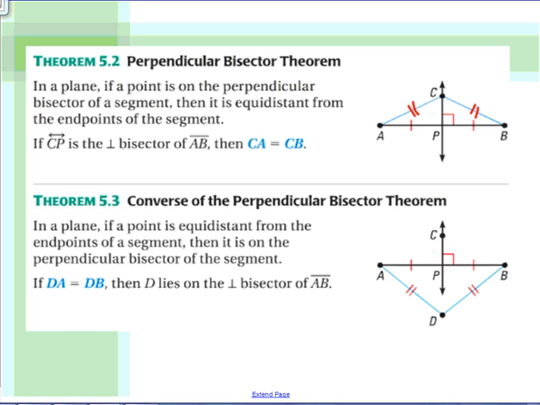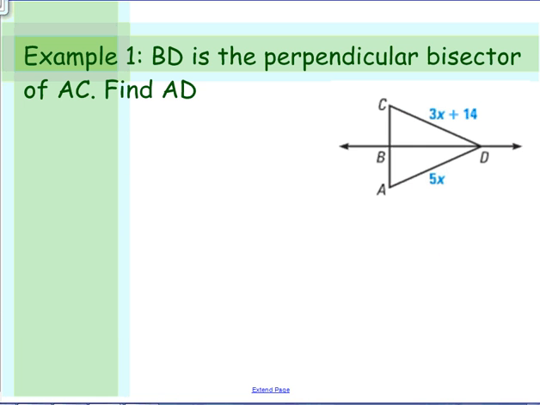All right, and then Theorem 5.3 is the exact opposite of that. It's the converse of the first theorem. So it states, in a plane, if a point is equidistant from the endpoints of a segment, then it is on the perpendicular bisector of the segment. So, for example, if AD is congruent to BD, then D must lie on the perpendicular bisector of AB. All right, so with these two theorems in mind, we have some examples we'll work through.